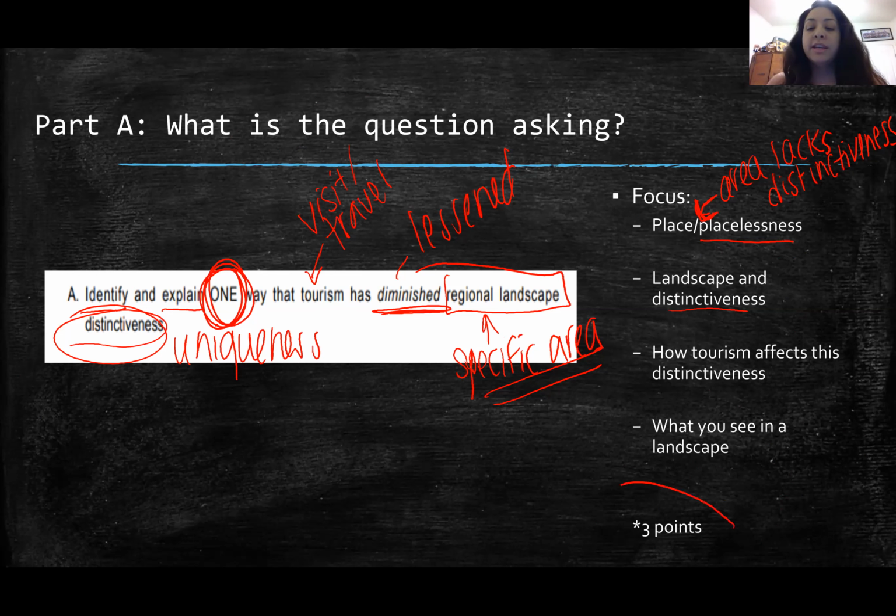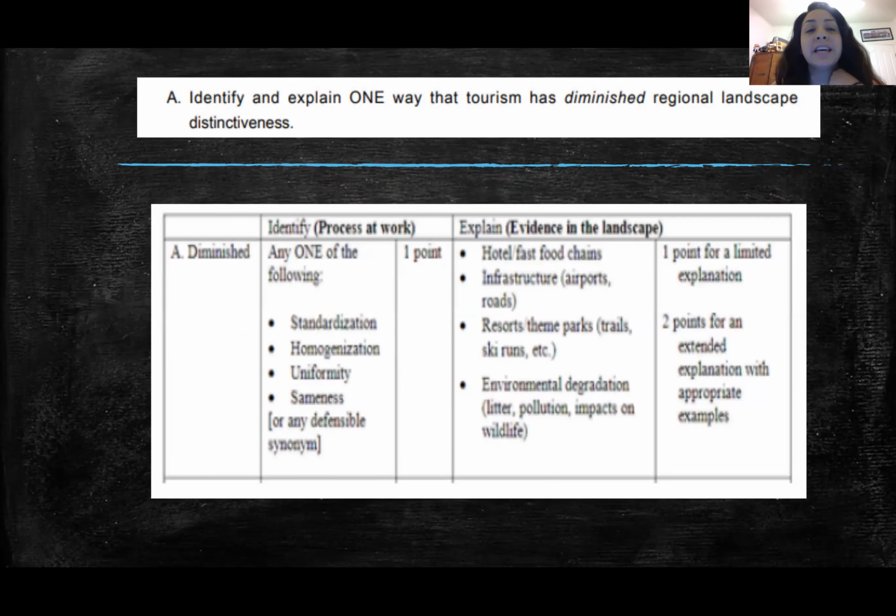All right. This part of your FRQ is worth 3 points. Identify and explain one way that tourism has diminished regional landscape distinctiveness. All right. Moving on. You're going to identify and explain. So this is what they're looking for. You got 1 point if you identified, because identifying doesn't take as much work as explaining.